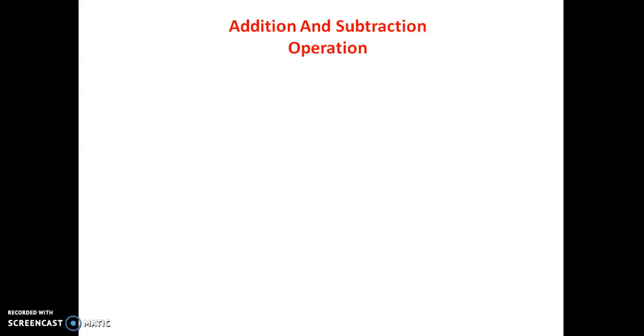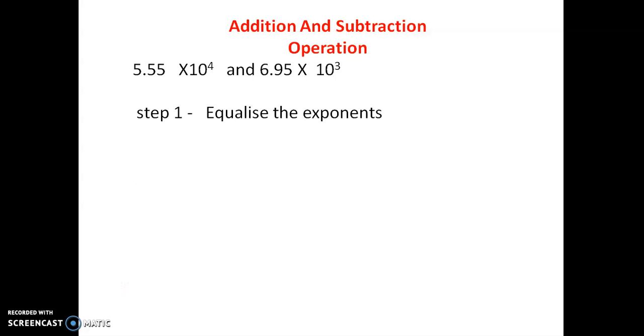Now we see the addition and subtraction operations. For example, 5.55 times 10 raised to 4 and 6.95 times 10 raised to 3. Step 1 is to equalize the exponents. So 5.55 times 10 raised to 4 plus 0.695 times 10 raised to 4. Then the answer comes to 6.245 times 10 raised to 4.